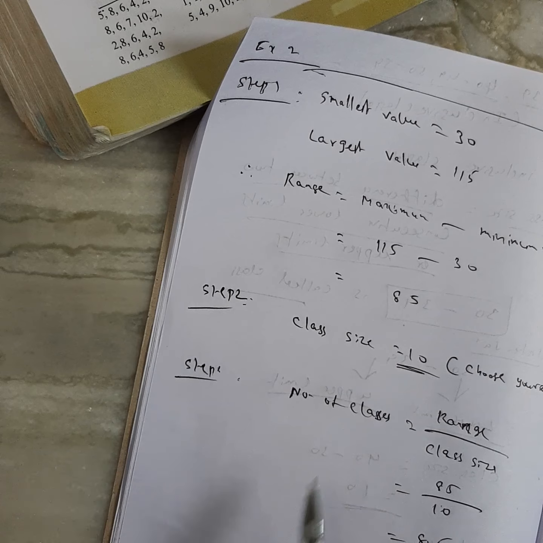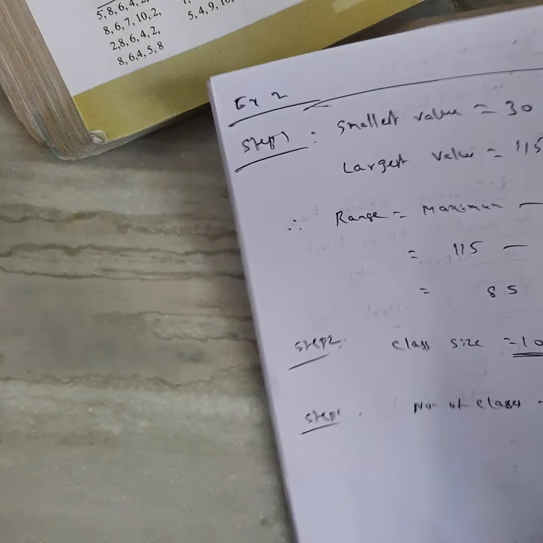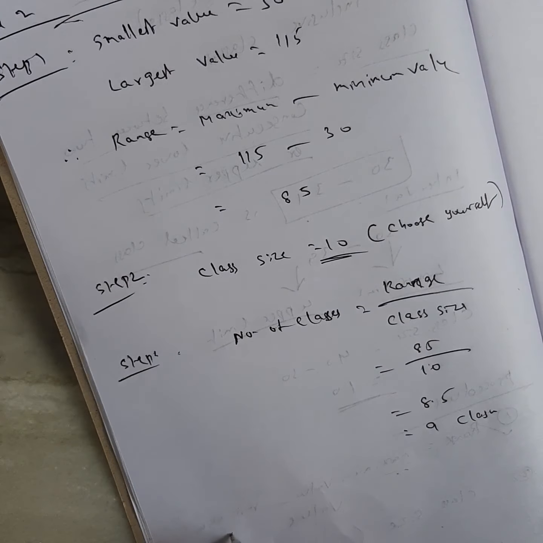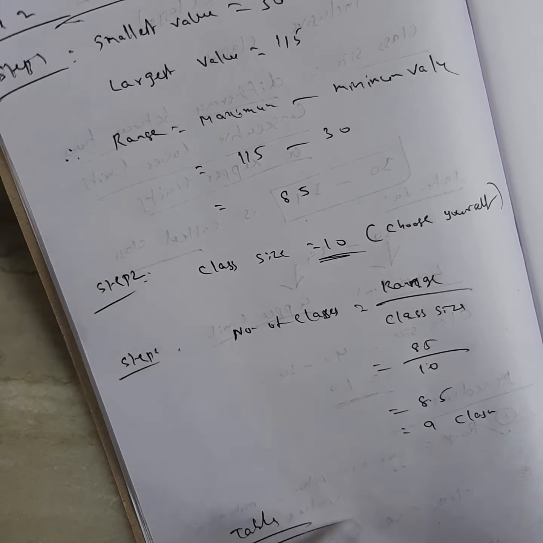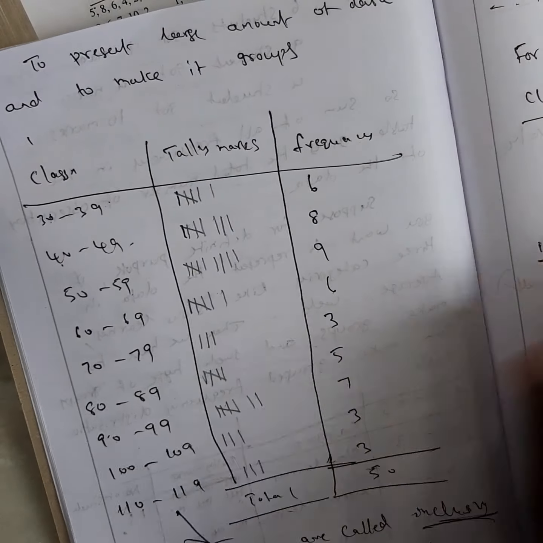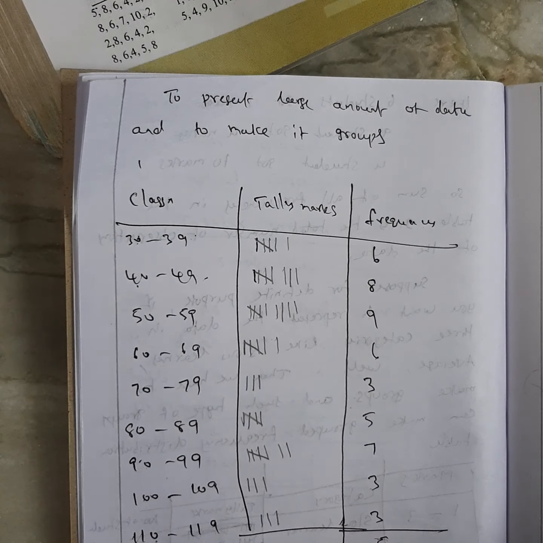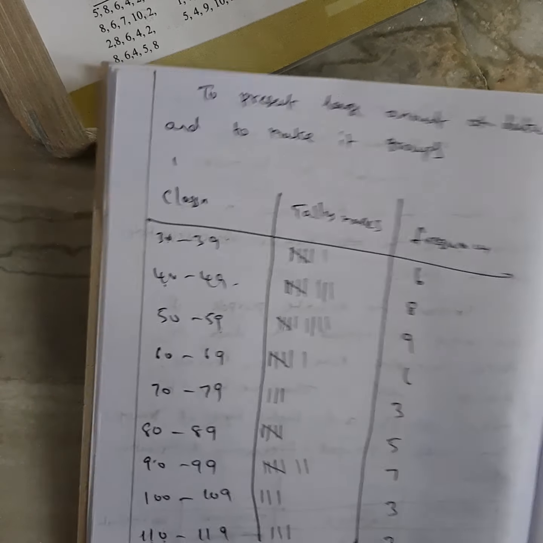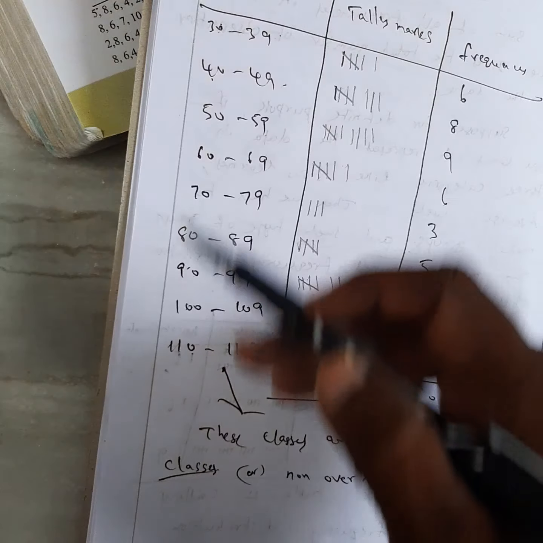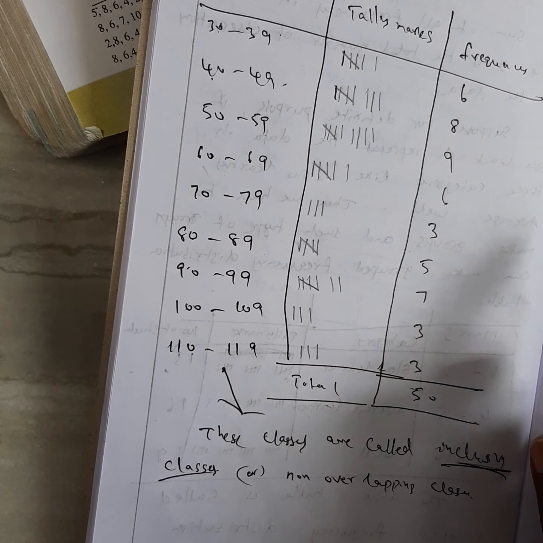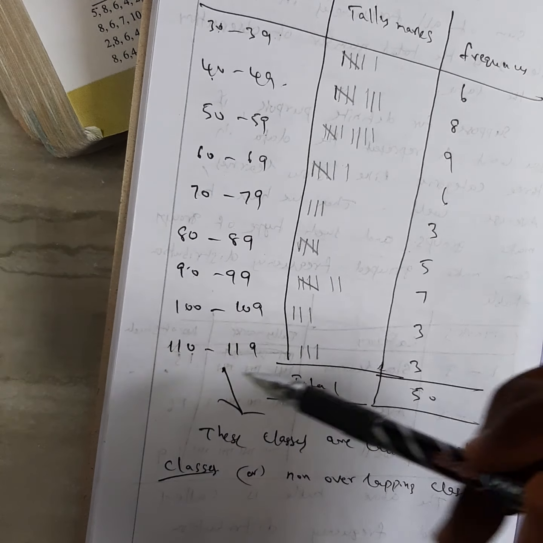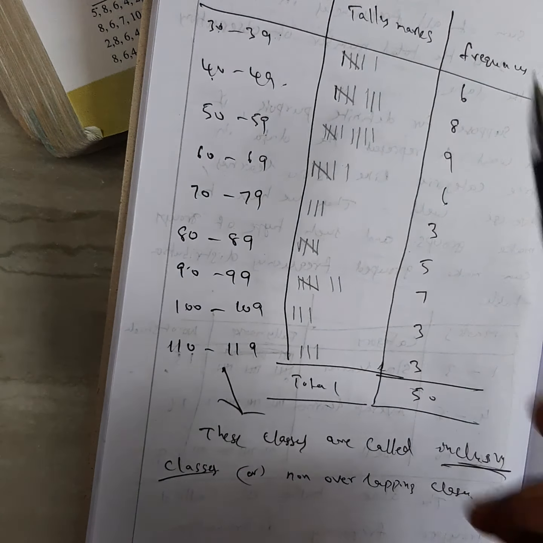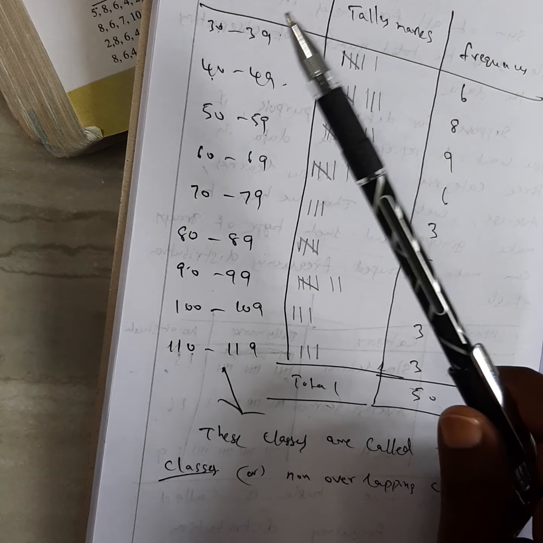After that you get the table, and you have to draw this table, as I explained in the beginning. This is called a grouped frequency distribution table. These classes are called exclusive classes. Sorry, inclusive classes. These classes are called inclusive classes. I am telling how you make an inclusive class.